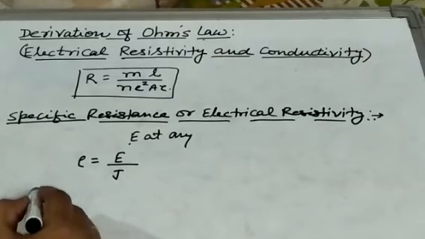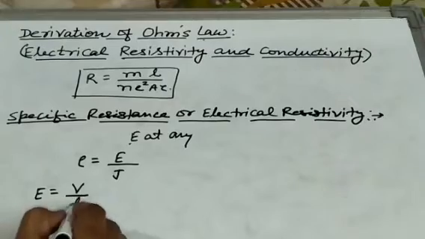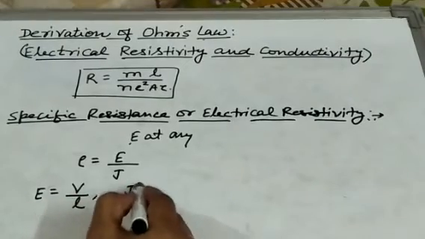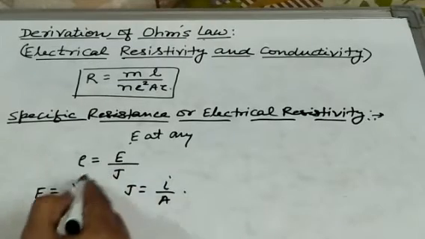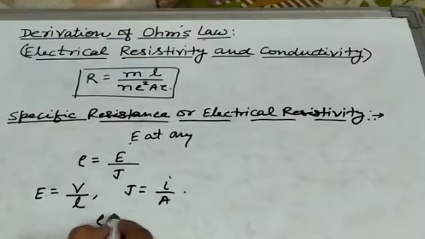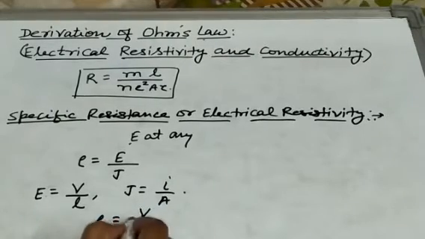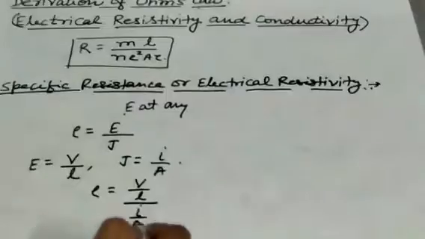And also, you know, E is equal to V by L, and current density J is equal to I by A. So when we put the values of E and J in this formula, then rho is equal to V by L upon I by A.